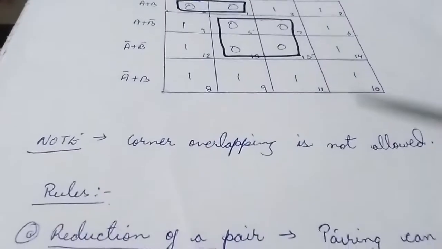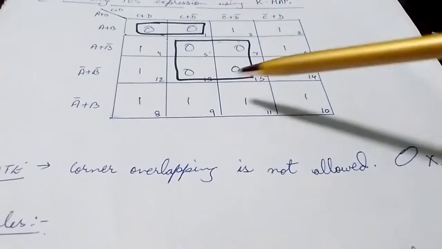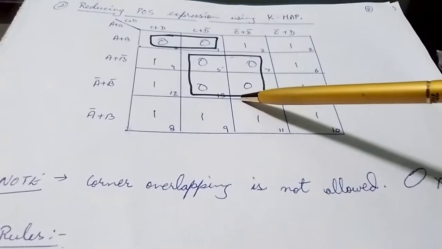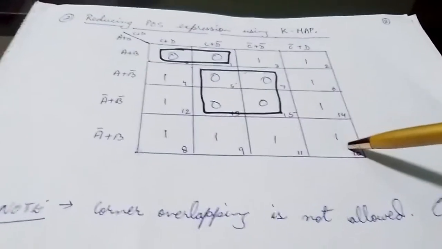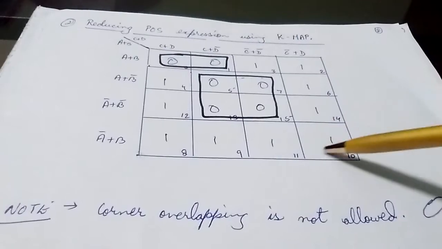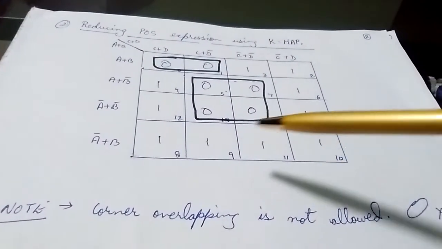So we can see that corner overlapping is not allowed. Any type of corner overlapping, suppose here is a 0, we cannot do corner overlapping. In that case, the member which is not having any pair or any quad or any octet will be written as it is.